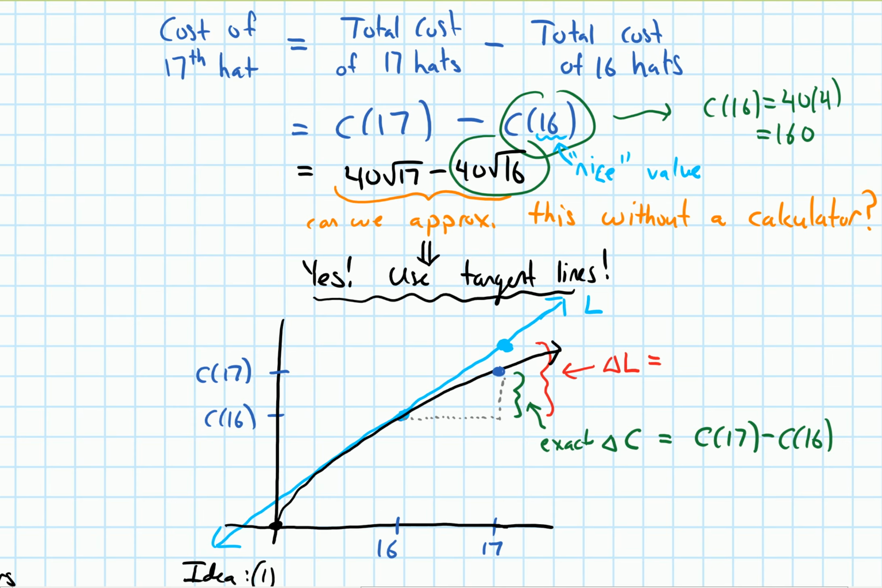I'm going to call this vertical distance change in L. So this is going to be equal to L of 17, that's this point on the tangent line graph when we plugged in 17, minus L of 16. L of 17 is up here on the tangent line graph. L of 16 is down here. Notice that L of 16 is the same thing as C of 16, because the curve and the tangent line have the same y value when x is 16. That's why L of 16 and C of 16 are the same. But L of 17 and C of 17 are different.